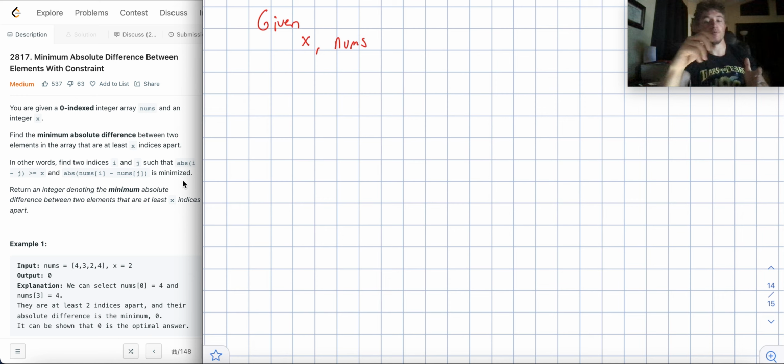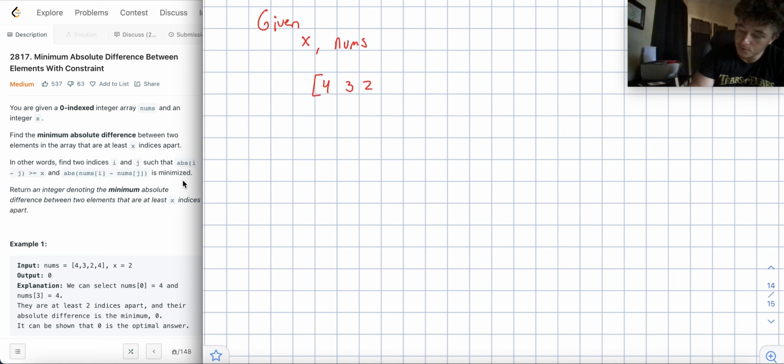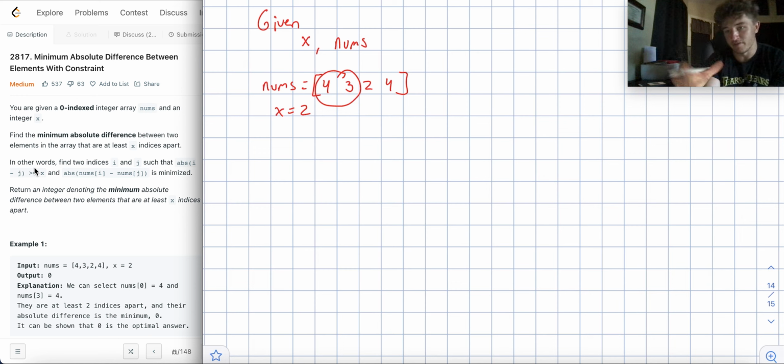So that's basically saying, if we have an array like 4, 3, 2, 4, for example, and x equals 2, well, in this case you might say the closest elements are 3 and 4 right here. These two elements are as close as possible in terms of their value, because the absolute value of them subtracted from one another is 1. So that's the minimum value. Therefore, the answer is 1.